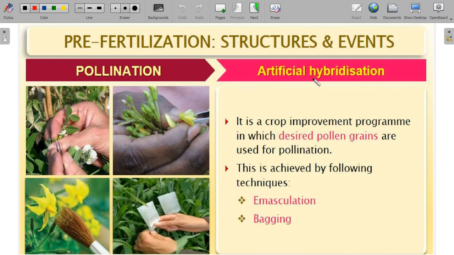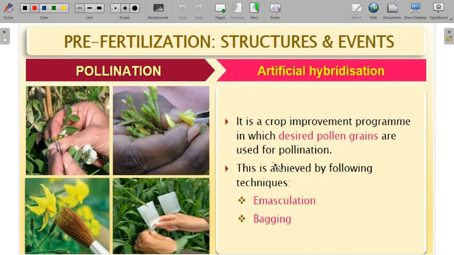But what is artificial hybridization then? In artificial hybridization, we are adopting some scientific technique by which we are enhancing the characters in a newly formed progeny. Therefore, it is a crop improvement program. In grade 10, you have learned about artificial hybridization in CBSE. In grade 12, in strategies for enhancement in food resources, you'll be learning about it. It is a crop improvement program in which desired pollen grains are used for pollination.